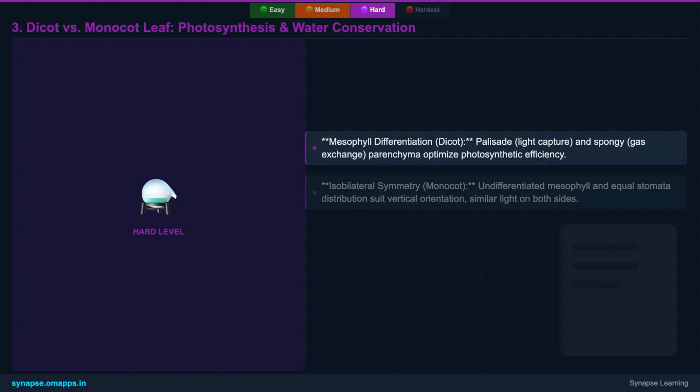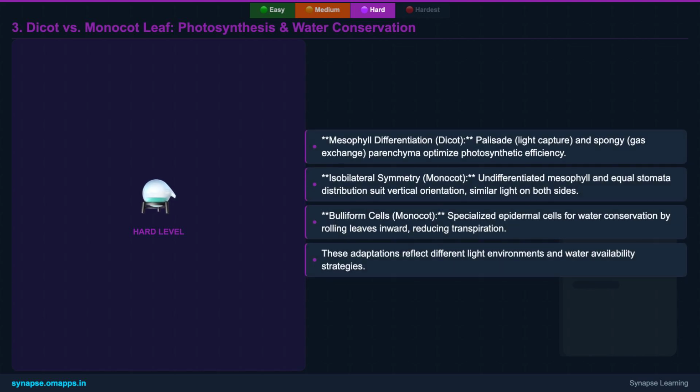Now, let's connect these anatomical insights to broader theoretical concepts. The presence or absence of cambium, for instance, isn't just a structural difference, it's a fundamental evolutionary divergence that dictates a plant's growth potential and ecological role.